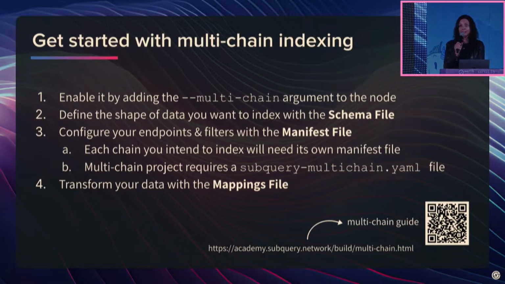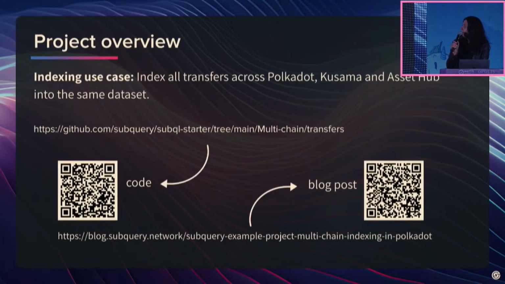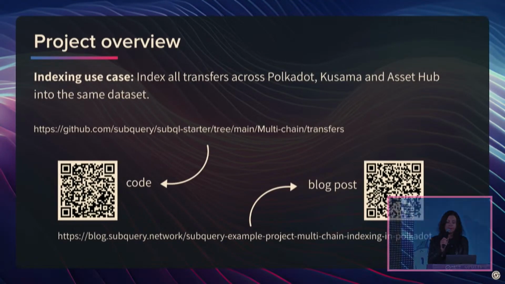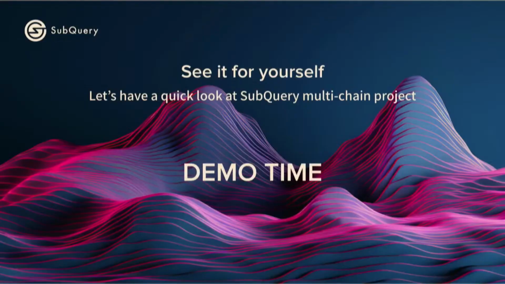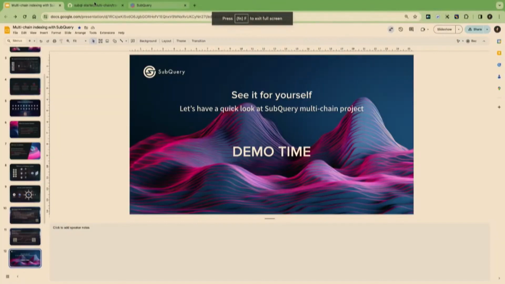But I will also show you quickly the project. The project that I want to show you indexes transfers across Polkadot, Kusama, and Asset Hub. And here you have the code of the project itself on the left side, and on the right side there is a longer blog post explaining everything step by step, why we are doing it, why it's important. But I want to show it to you, so let's see. Not sure how much time I have.